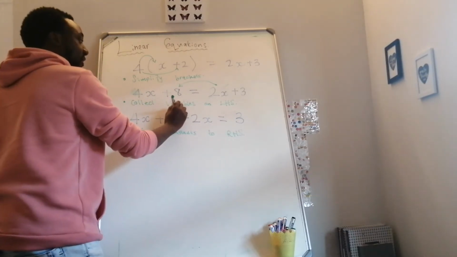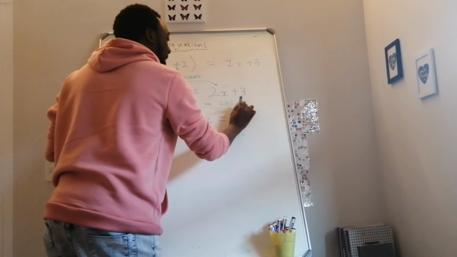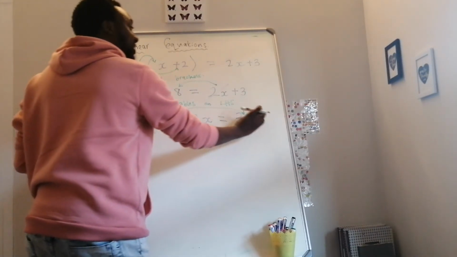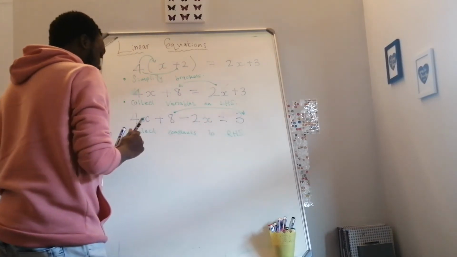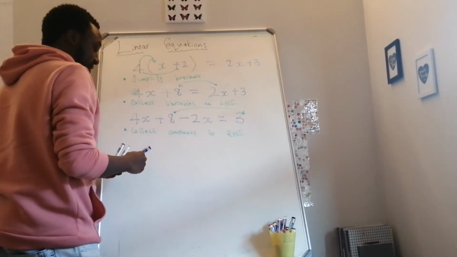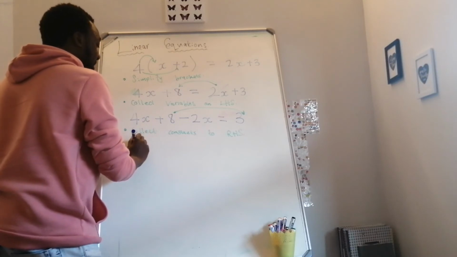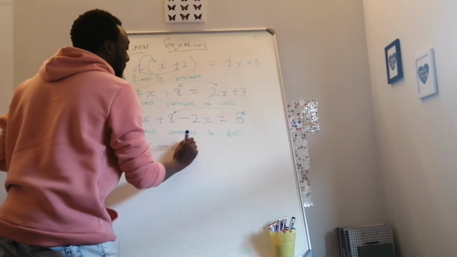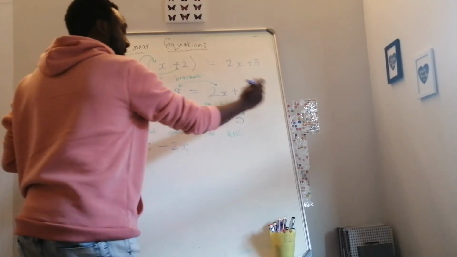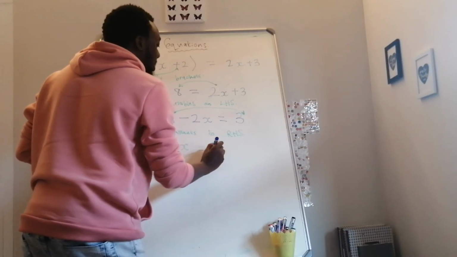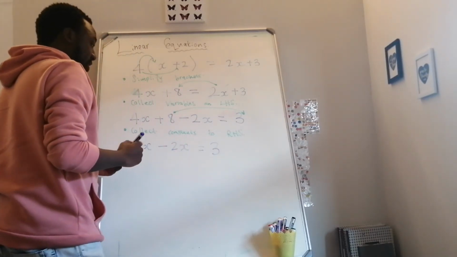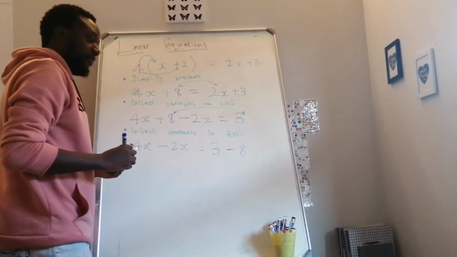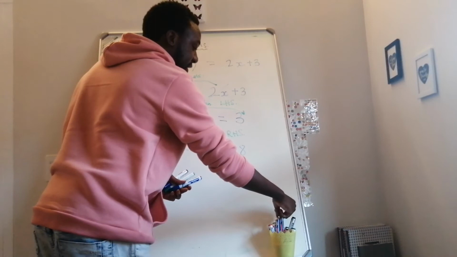So you take the 8, take it to the other side. It leaves as 8, it's going to arrive as minus 8. So what's left on my left hand side? I have 4x, I have minus 2x, right? On my right hand side, I have 3, and what arrives is now a negative 8. So that's what I have now.